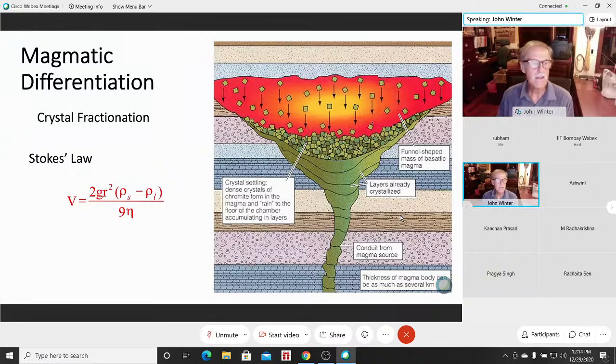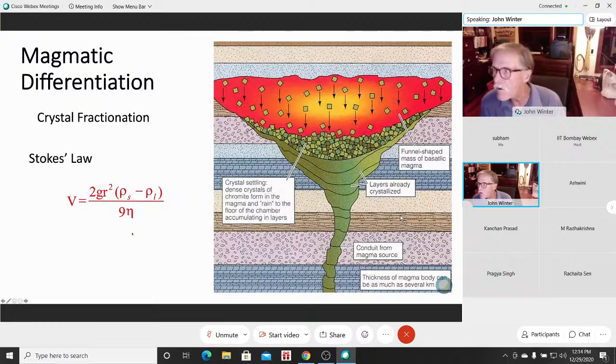This has been modeled on Stokes' law, which I put in here for you. That's the velocity of settling, that's the gravitational constant, that's the radius or the size of your crystals. These are the densities of your solid versus your liquid, the density contrast, and N is the viscosity. Notice it's times 9. So viscosity plays a pretty big role.